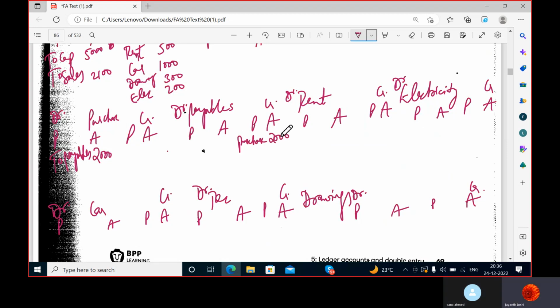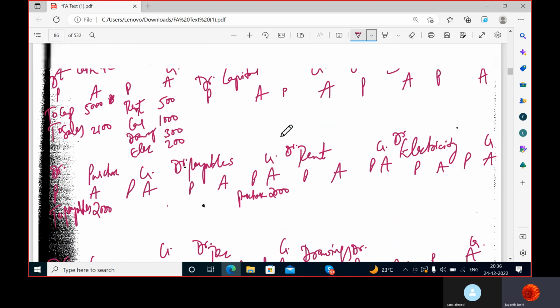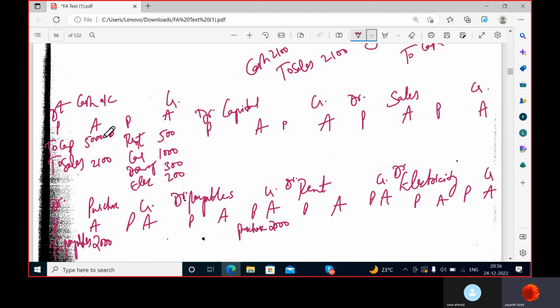So what is the meaning of this? See, cash, I can explain to you. Whenever there was increase in cash, I wrote all the things in debit. This capital and 2100 sales has increased my cash. That's the reason why they are in debit. Am I right? Yes, sir. These two have increased the cash or decreased the cash? They have decreased.